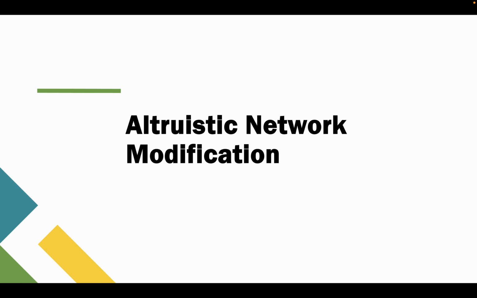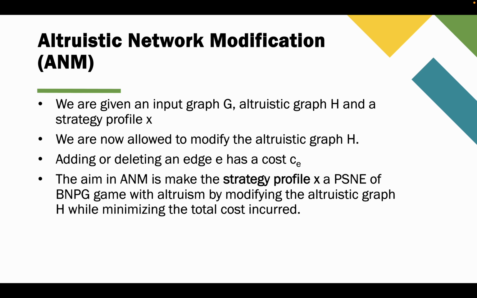Next, we move to another version of the problem, which we call altruistic network modification. Here you are given an input graph G, the altruistic graph H, and a strategy profile X. Now you are allowed to modify the altruistic graph. You can add an edge or delete an edge, and there is a cost associated with it. And you have to ensure that the graph H is always a subgraph of the input graph G. If the graph is directed, then the undirected version should be a subgraph of the input graph G.